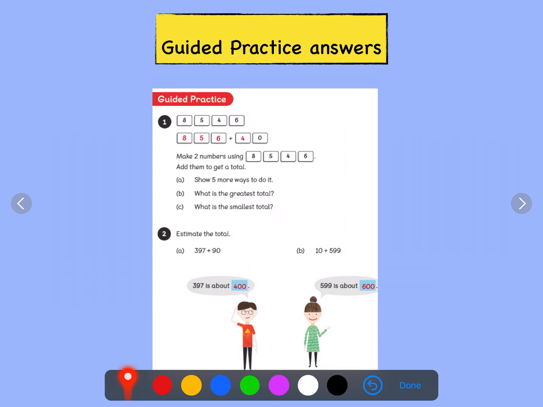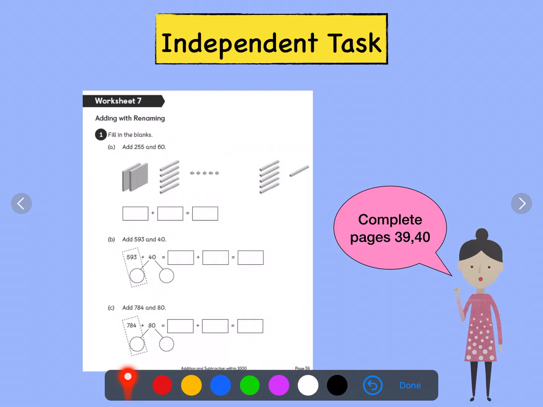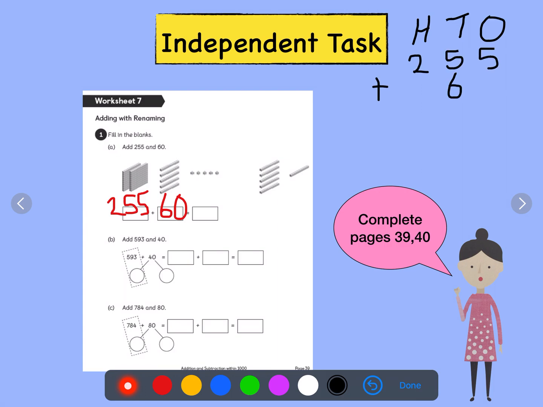Then you have your answers to have a look at when you've finished your guided practice. And then you've got your independent task. 255 plus 60. Remember, you can use your column addition for this. So 255 add 60. I'm just going to do it over here to help you. So remember, you've got your hundreds, tens, ones. 255 add 60. So everything is in the right place.